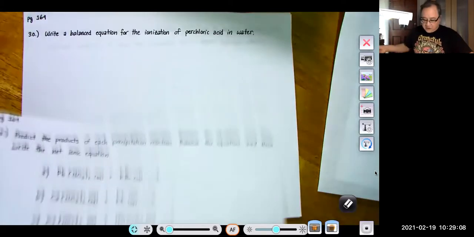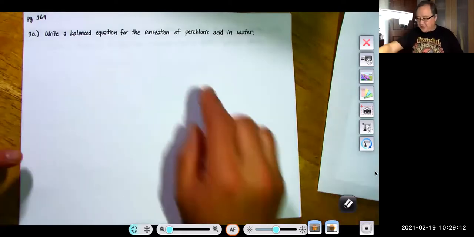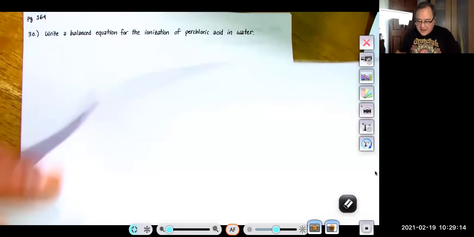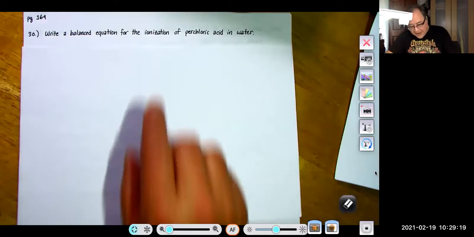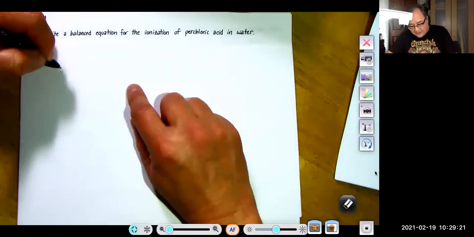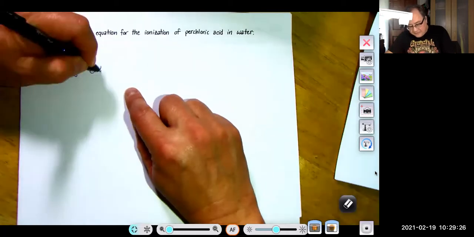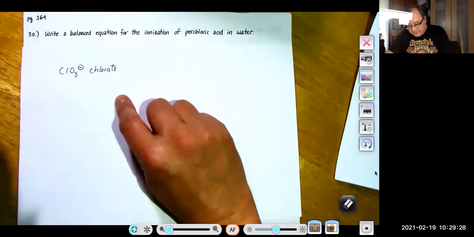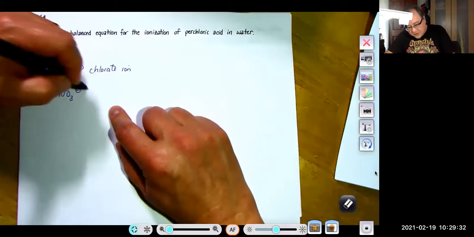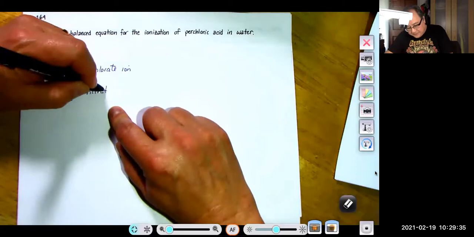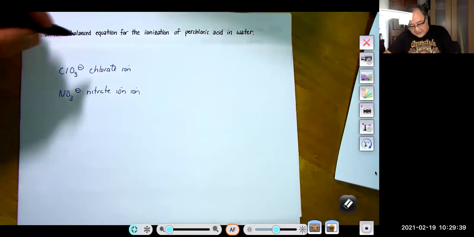And we're going to move on to write a balanced equation for the ionization of perchloric acid in water. So now we're talking about acids and bases. So here's perchloric acid. Well, here's chlorate. That's chlorate ion. And this is nitrate ion. And this is perchlorate.